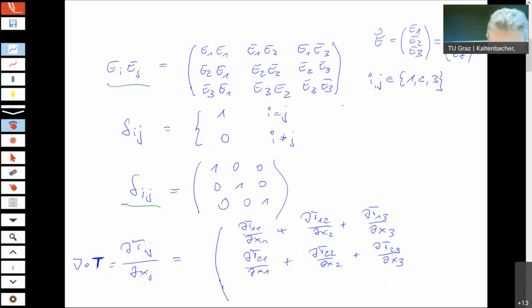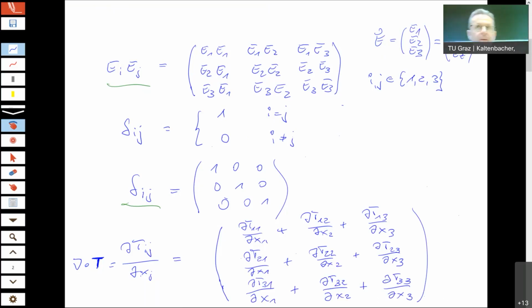And let's make also the last entry of our vector. Now i takes on the value of 3. j again goes from 1 over 2 to 3. And then you see that this will be the resulting vector you get out when you take the divergence on a tensor of second order.